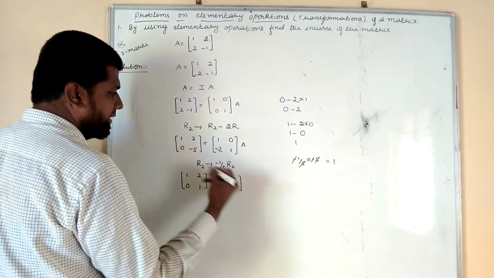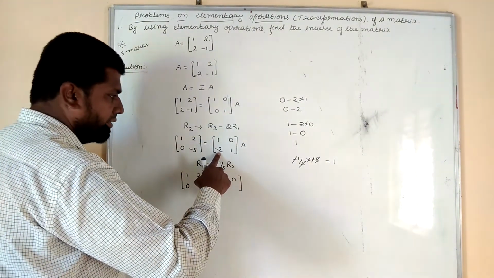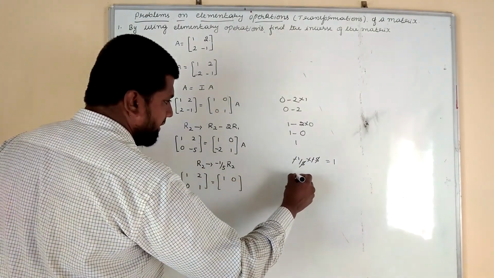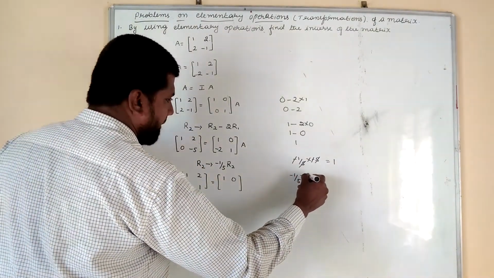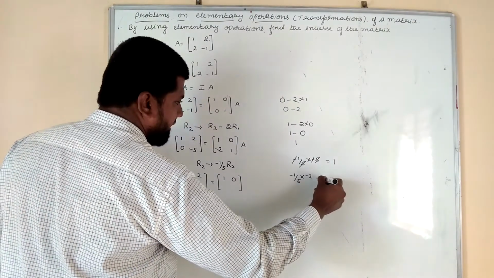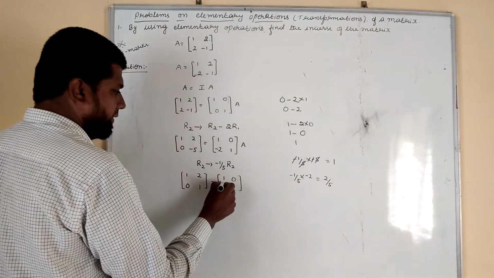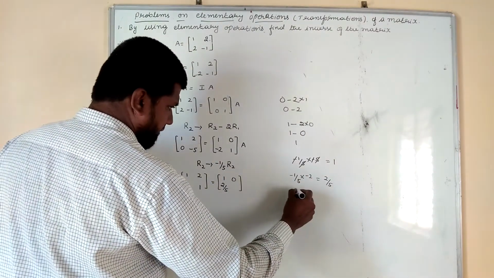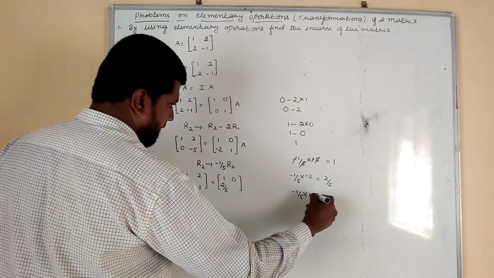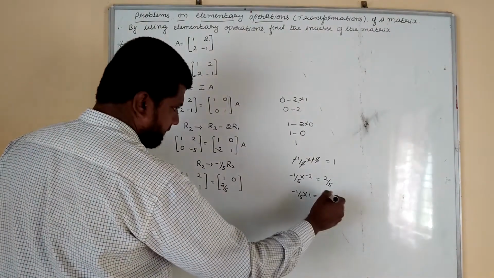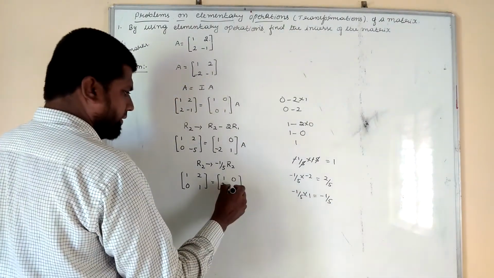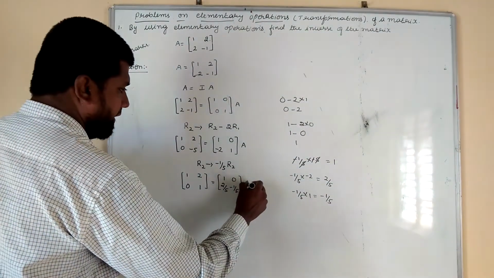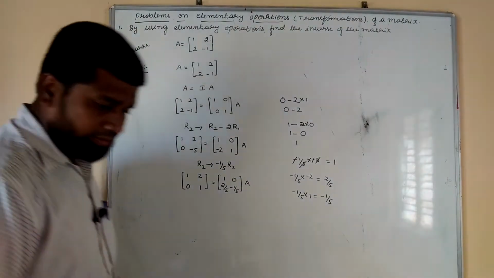You write the same first row here, then multiply again the second row with minus 1 by 5. Minus 1 by 5 into 2, minus into minus, you are getting plus 2 by 5. Then here you write 2 by 5. Then minus 1 by 5 into 1, if you multiply, you are getting minus 1 by 5. So minus 1 by 5 we got. So write here.